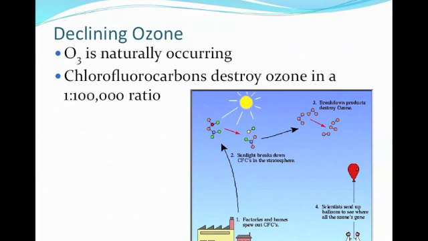The next problem was our declining ozone. O3, or ozone, is naturally occurring, but chlorofluorocarbons destroy the ozone. Chlorofluorocarbons, or CFCs, are in aerosol cans and all of those types of products, and we used to use them a lot more, and they were destroying the ozone at a very fast rate, so we weren't able to create enough ozone to replace what was being depleted. Luckily, there's a law that you're not allowed to create CFCs anymore, so we almost stopped destroying our ozone layer, but we still have the problem with an ozone hole.